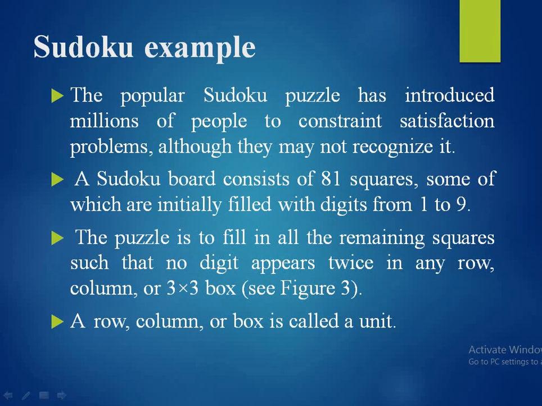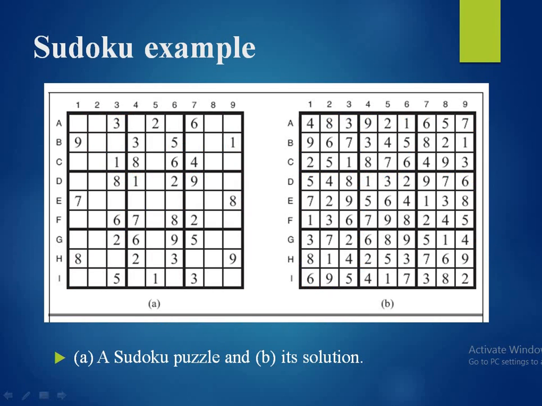Now we will consider the Sudoku example here. The popular Sudoku puzzle has introduced millions of people to constraint satisfaction problems, although they may not recognize it. A Sudoku board consists of 81 squares, some of which are initially filled with digits from 1 to 9. The puzzle is to fill in all the remaining squares such that no digit appears twice in any row or column or 3 by 3 box, which is as shown in figure 3. A row, column or box is called a unit. Here the figure shows the Sudoku puzzle and figure B shows its solution.